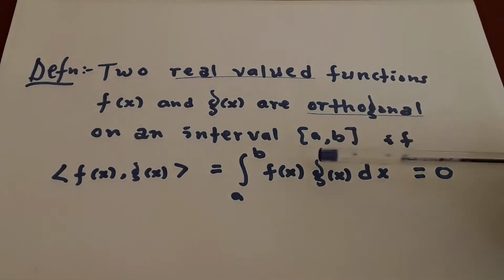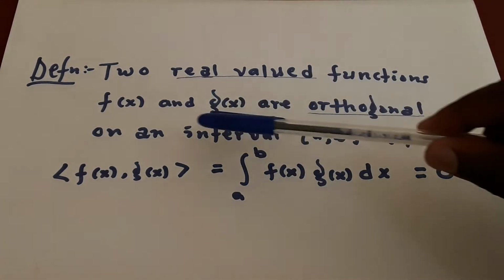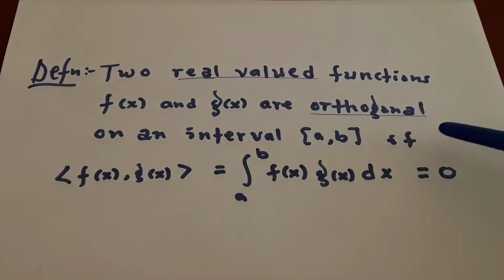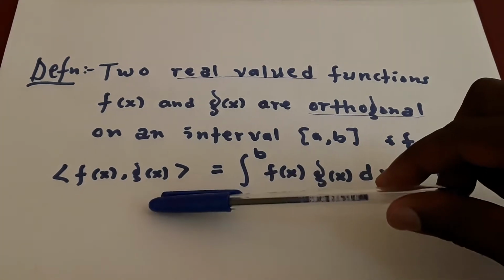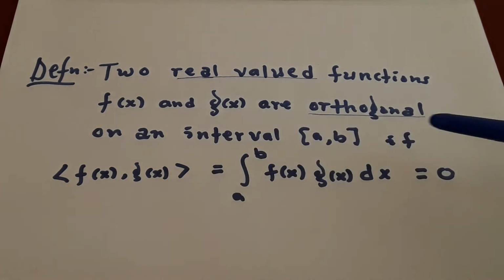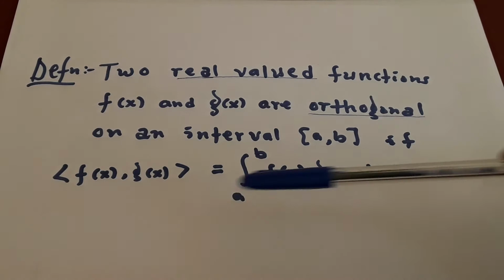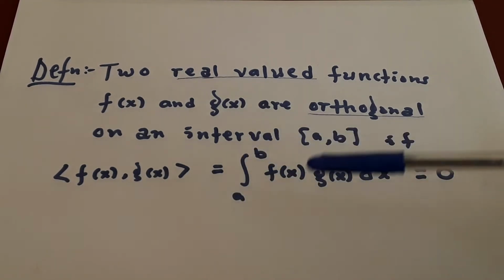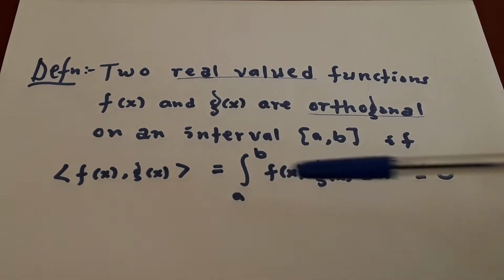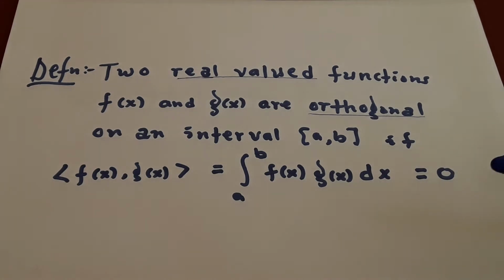So this is the precise definition of orthogonality of two real valued functions. Two real valued functions f and g are orthogonal on an interval AB if the inner product, which we define to be the integral of the product of f and g dx, is 0. If the inner product is 0, we call f and g orthogonal functions.